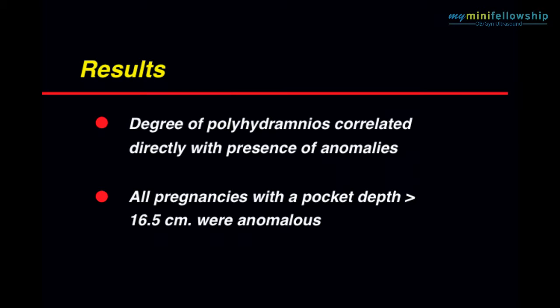All pregnancies in this study with a deepest vertical pocket of 16.5 centimeters were anomalous. I now have a case of a 19 centimeter deepest vertical pocket with a normal fetus, but those are the rarities. Once you're up around 17 centimeters of deepest vertical pocket, you can be pretty darn sure something significant and abnormal has gone on with this pregnancy.